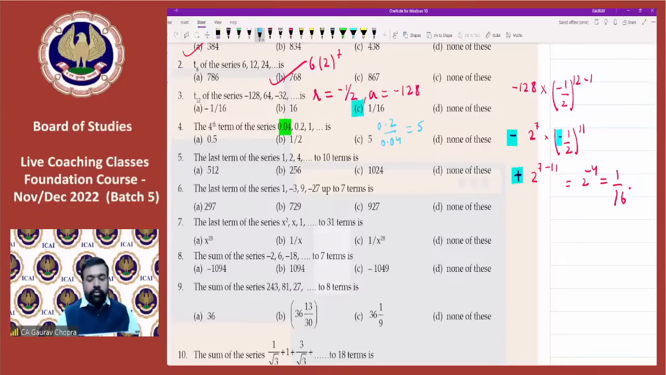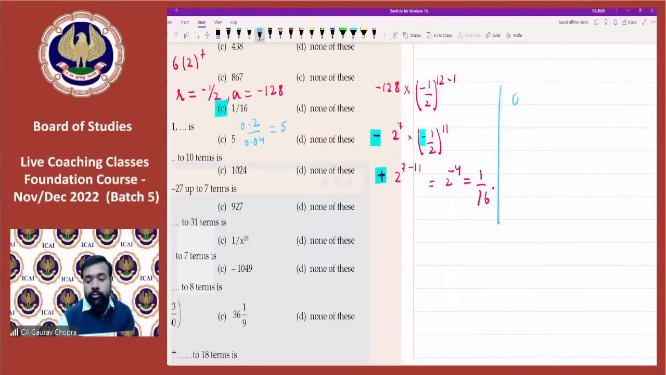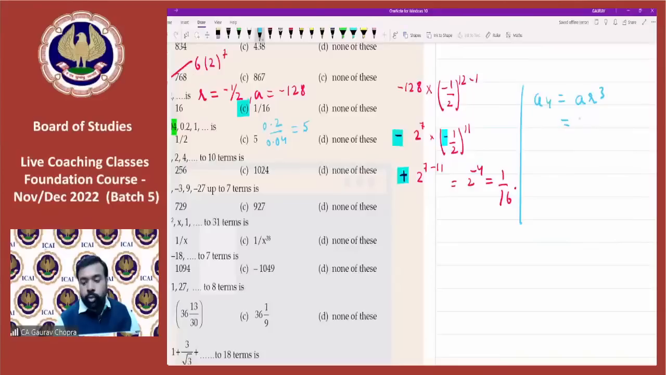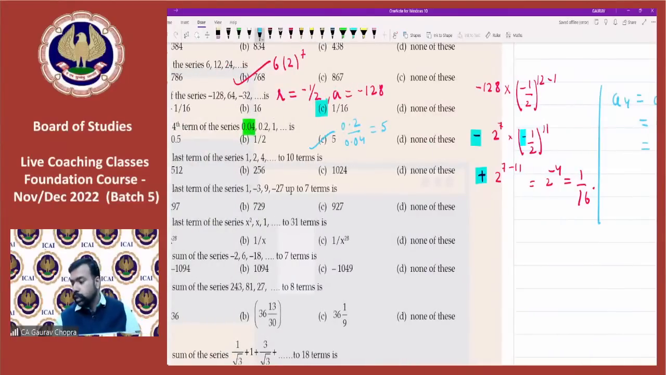Common ratio is 5. Now to calculate the fourth term, A4, it will be A R to the power of 3. And what is the first term? The first term was 0.04 and R is 5 to the power of 3. So let us multiply and get the result. 5 cube is how much? 125 multiplied by 0.04. We are getting 5. Option number C. Diksha Agarwal has given the answer C.